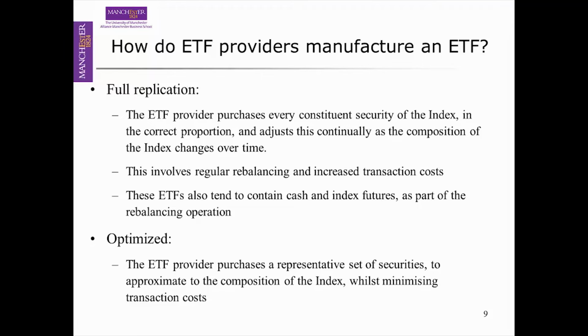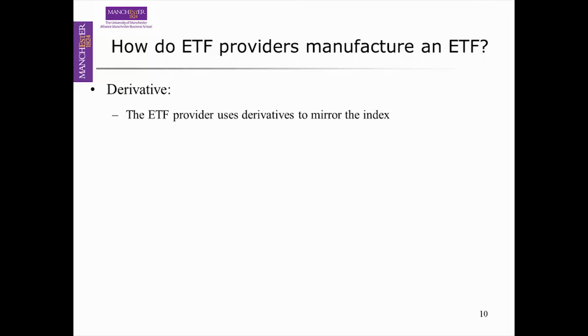Optimized ETFs seek to purchase a representative set of securities to approximate to the composition of the index while minimizing transaction costs. Some use derivatives to mirror the index.